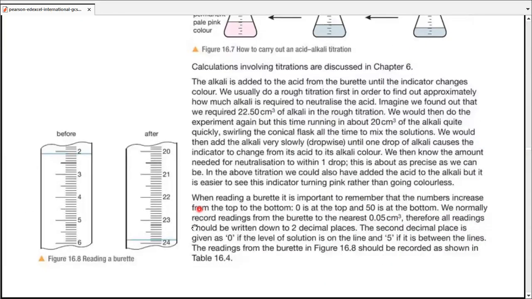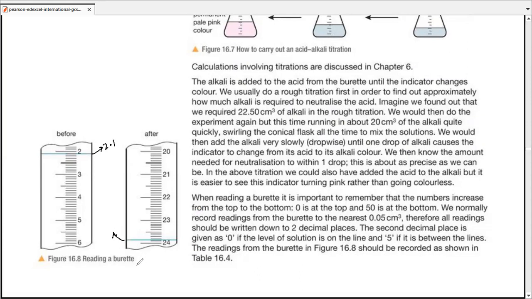Now, reading a burette has been explained over here too. For example, you started off with this reading. What do you think this reading is? That's 2.1. No, 2.2. 2.1. 2.1 is correct.